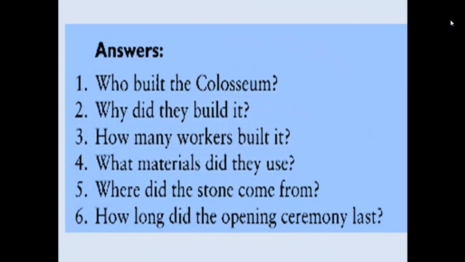Now you can see the answers. So number 1, who built the Colosseum? Here we ask about the subject. Number 2, why did they build it, and after did, as we said in the previous lessons, after did the verb must be used in the infinitive form. 3. How many workers built it? Here we are asking about the subject also, so there is no need to use did.